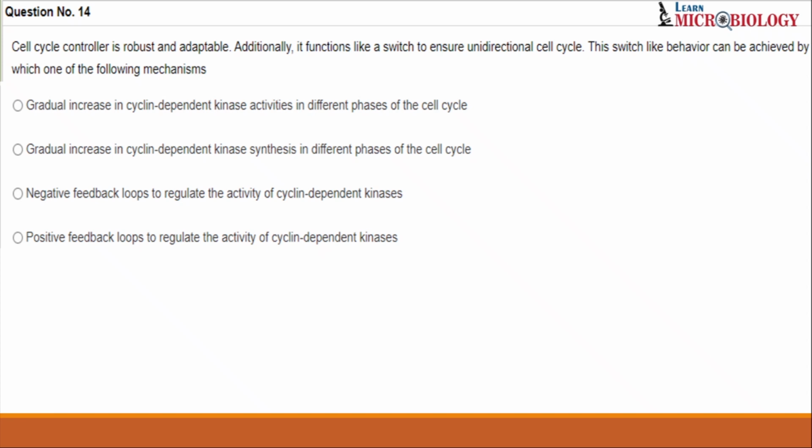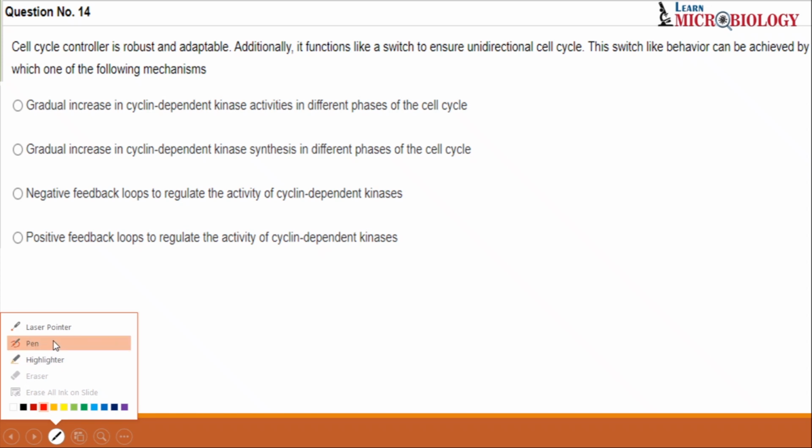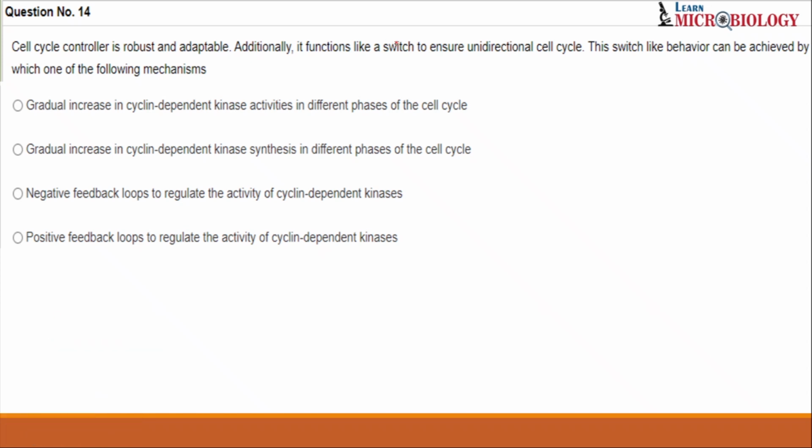Question number 14. Cell cycle controller is robust and adaptable. Additionally, it functions like a switch to ensure unidirectional cell cycle. This switch-like behavior can be achieved by which of the following mechanisms?